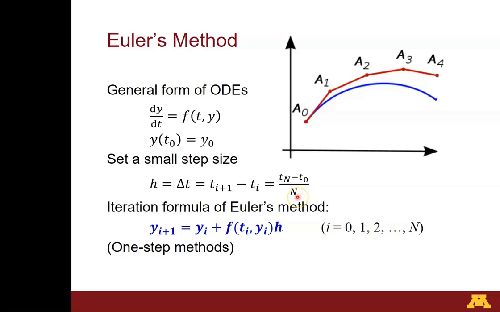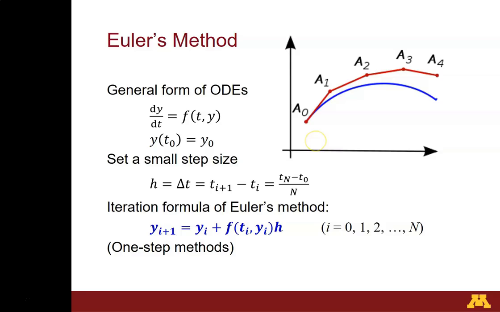The iteration formula of the Euler method is here: y_{i+1} equals y_i plus function f of t_i, y_i times h. So here, the f term is actually the first derivative. We call this a one-step method because we only use y_i to predict y_{i+1}. There are some other methods, for example, two-step methods that will use y_i and y_{i-1} to predict y_{i+1}. Use two values.